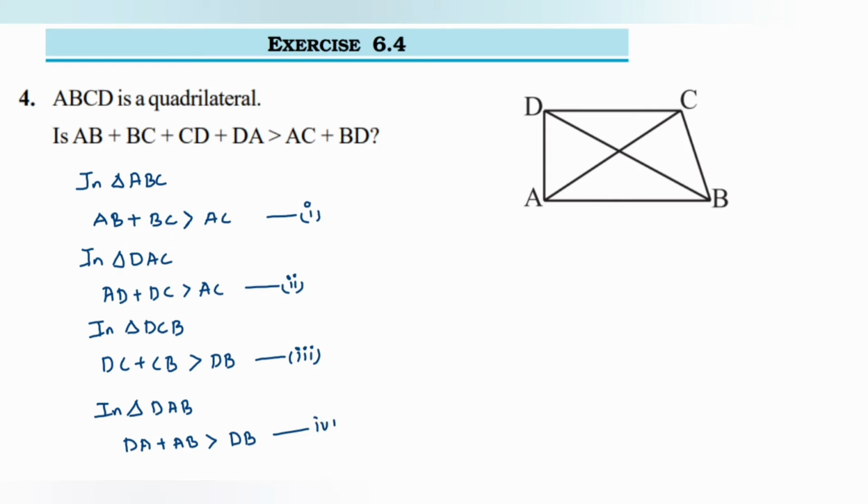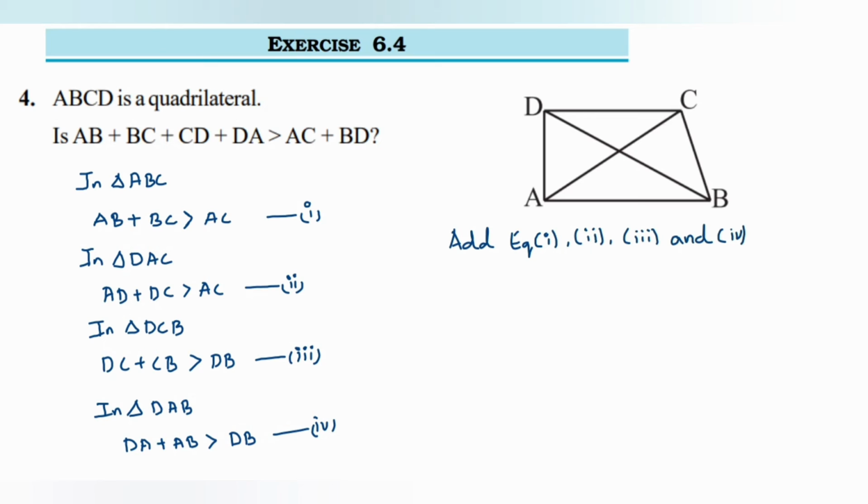Now what we're going to do is add all the equations. So we'll write down here, add equations 1, 2, 3 and 4. By doing this, we're going to add all the left hand parts and right hand parts. Left hand part means AB plus BC, AD plus DC, DC plus CB and DA plus AB, all left hand sides will get added up and all the right hand sides get added up.